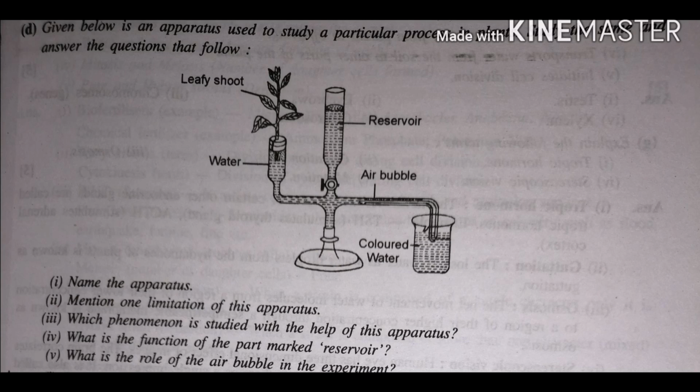Last question of this is, what is the role of the air bubble in this experiment? The movement of the air bubble indicates the amount of water lost by transpiration. So, this is the role which is played by the air bubble.